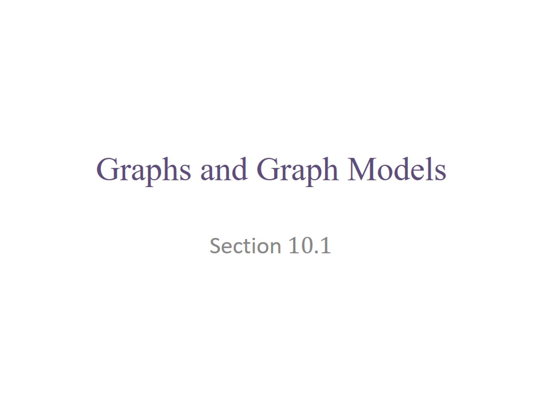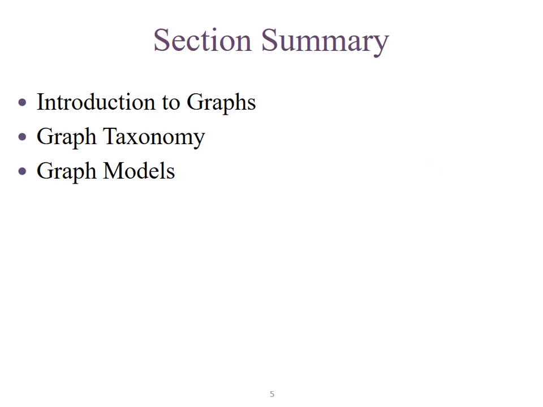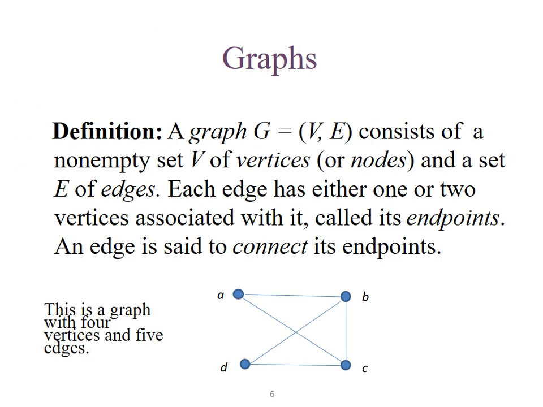Section 10.1 covers different graph types and graph models. Let's see the definition of a graph. A graph G consists of a non-empty set V and a set E. In this graph, we have different vertices, for example, A, B, C, D. And then we have edges connecting, for example, A and B. If we collect all these vertices and all these edges, then we can create two different sets, V and E. So if we define a graph G, then we can collect its vertex set and edge set.